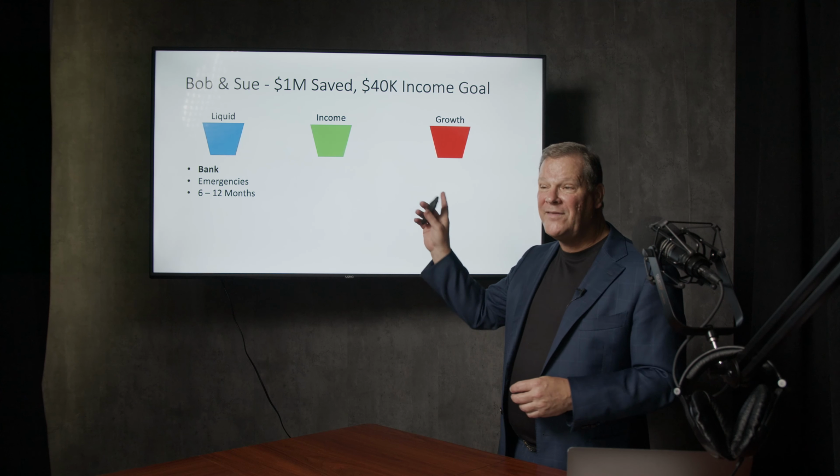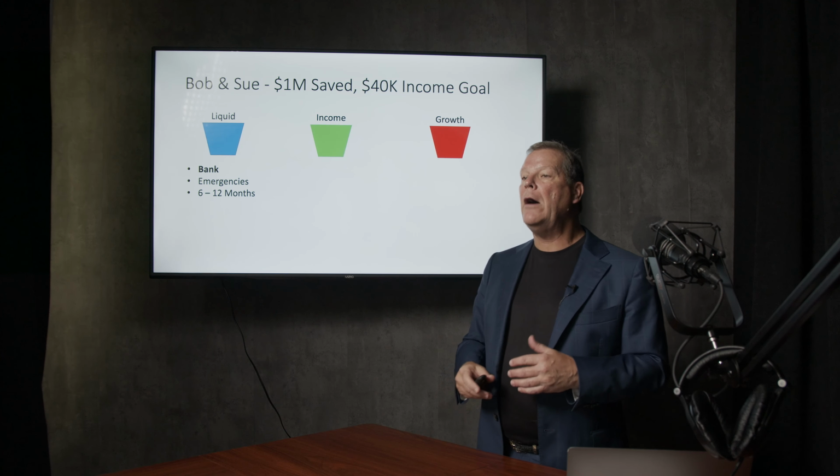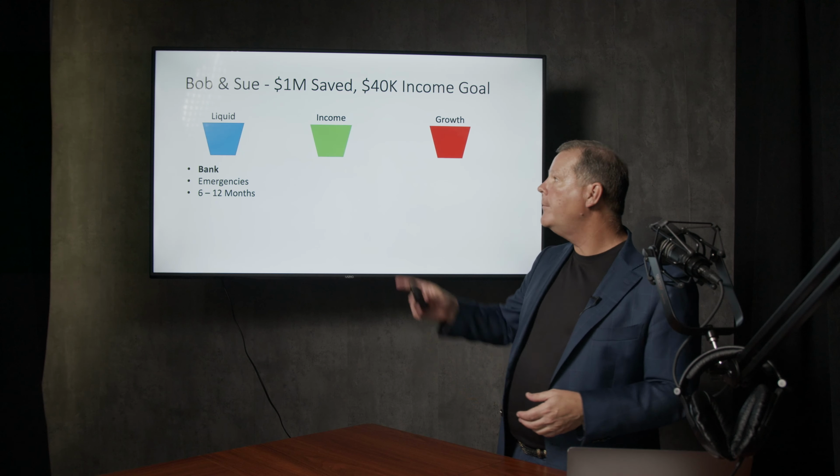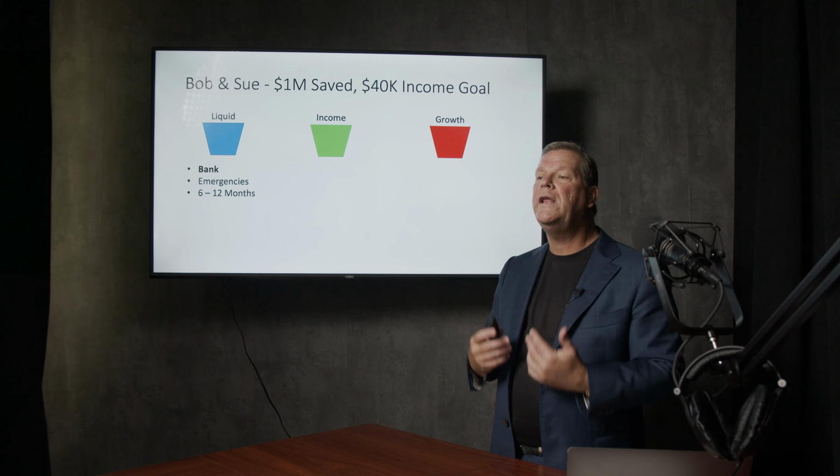Based on their situation, we've identified that they want about $40,000 a year of income from that $1 million. So they might have Social Security, maybe pension, maybe rental income, but they need that $1 million they've saved to generate $40,000 a year of income. How can we do that?